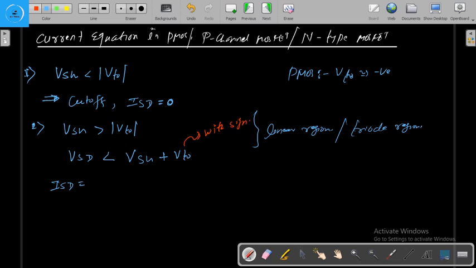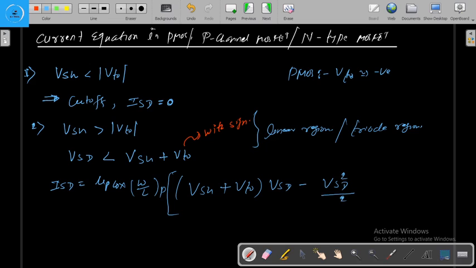So here ISD will be equal to mu P Cox W by L of P, and here VSG plus VT naught, times VSD, minus VSD whole square divided by 2. Here we are going to use the VT, the threshold voltage. The threshold voltage is negative for the PMOS, so we are using this with the sign, right?